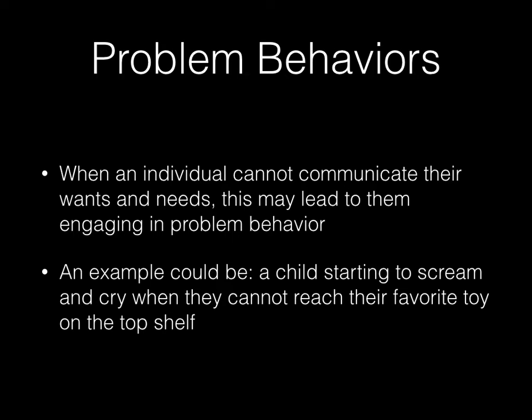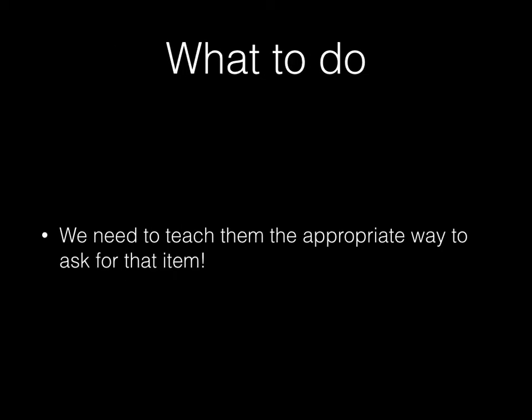So sometimes our children might engage in problem behavior because they cannot communicate their basic wants and needs. That's very frustrating. Oftentimes I feel that is kind of the underlying cause behind a lot of problem behaviors, is that they just are not able to communicate whatever's going on. So an example could be a child starting to scream and cry when they cannot reach their favorite toy on the top shelf. So what do we do? We need to teach them the appropriate way to ask for that item.